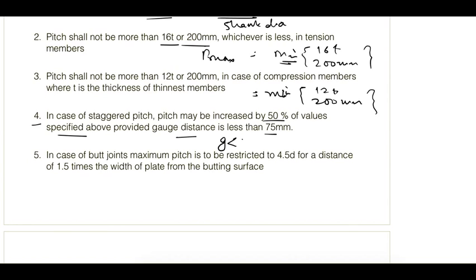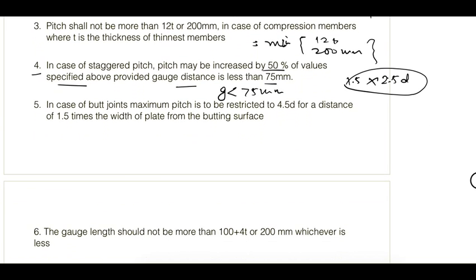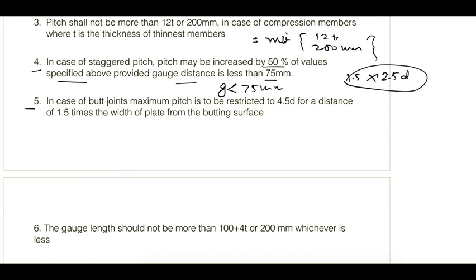So if g is less than 75 mm, then we can increase our staggered pitch by 50%. That is, in the previous case it was 2.5d, so here we can take it as 1.5 into 2.5d, that is 50% more from the previous case. Next is, in case of butt joints, maximum pitch is to be restricted to 4.5d for a distance of 1.5 times the width of the plate from the butting surface.